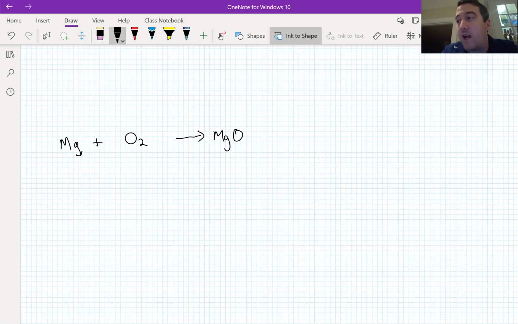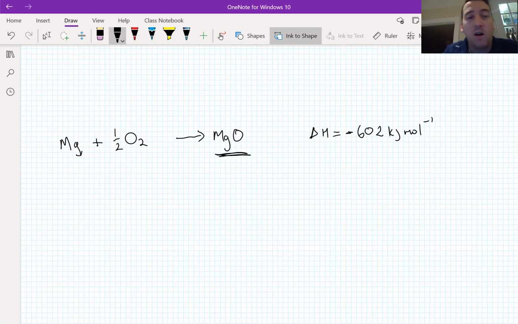So say we take this reaction. When we do this, we get Mg plus a half O2 gives you MgO. And it's found that the delta H for this, the energy change, when we do this reaction, delta H is equal to minus 602 kilojoules per mole. This is a very specific type of reaction we're talking about here. We're talking about the formation of a compound.